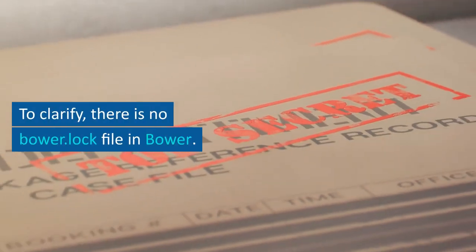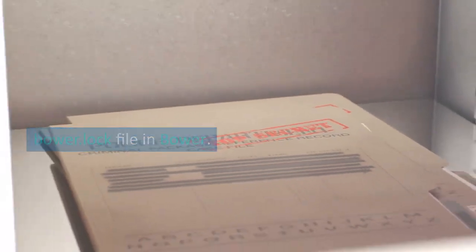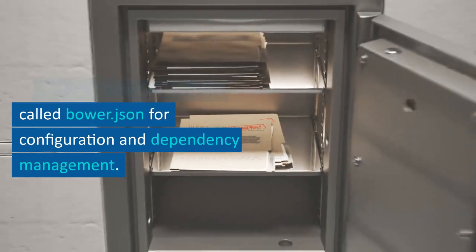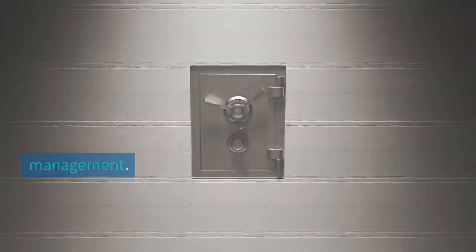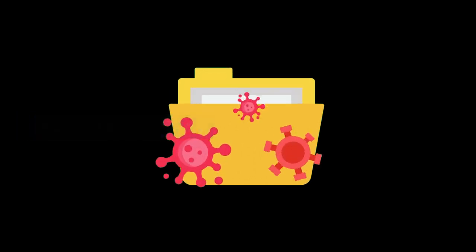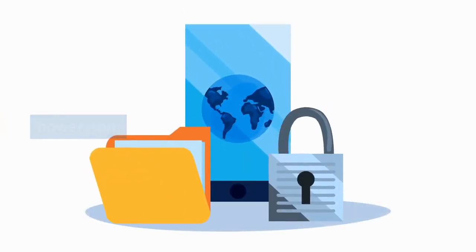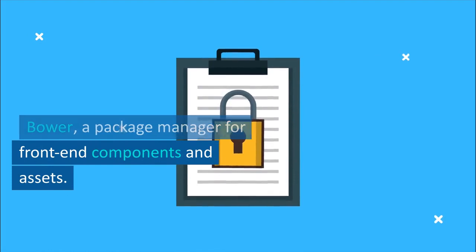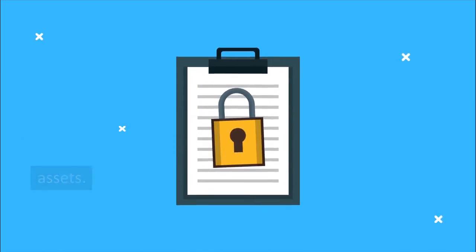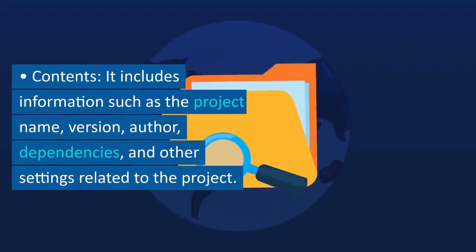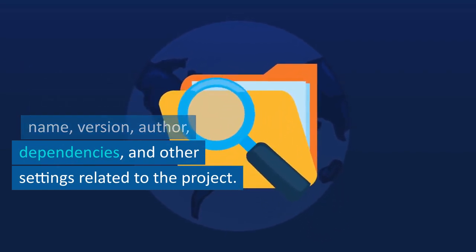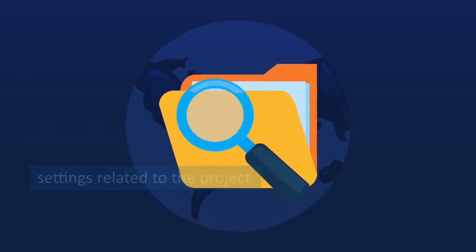To clarify, there is no Bower lock file in Bower. Instead, Bower uses a file called bower.json for configuration and dependency management. Here's the explanation. Bower.json. Purpose: Bower.json is a configuration file used by Bower, a package manager for front-end components and assets. Contents: it includes information such as the project name, version, author, dependencies, and other settings related to the project.